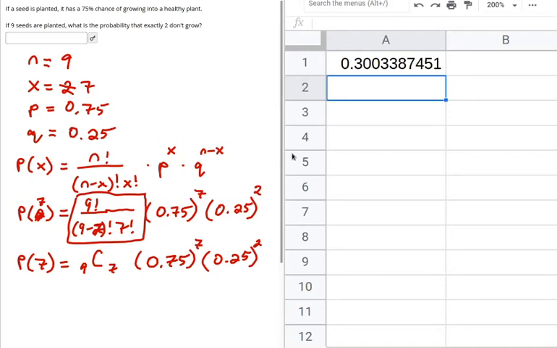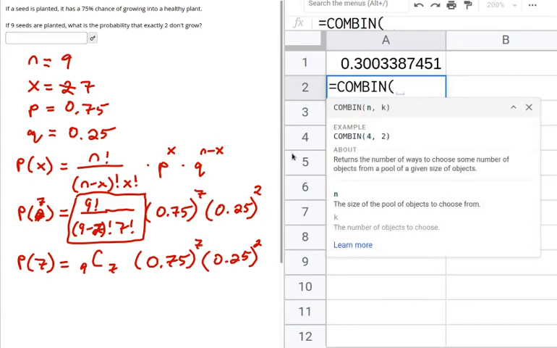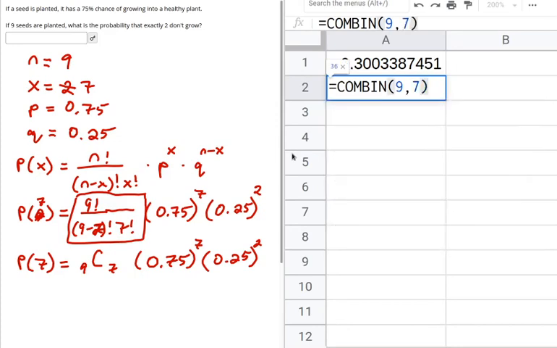As an alternative, spreadsheets, and Google Sheets in particular, but I believe this works in Excel, have the combine function, and this is basically your nCr. So my N in this case is 9, and the number of successes they're calling K if you look at the formula carefully, but K, R, or X, just depends on what you're looking at, it's the number of successes. That is in place of all the factorials. So that's my nCr right there. So now I can multiply that times 0.75 to the 7th times 0.25 to the 2nd.